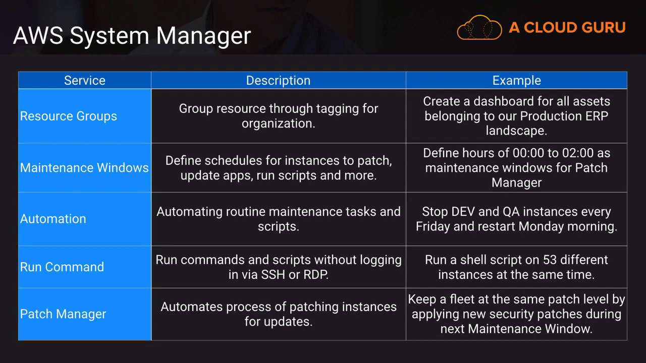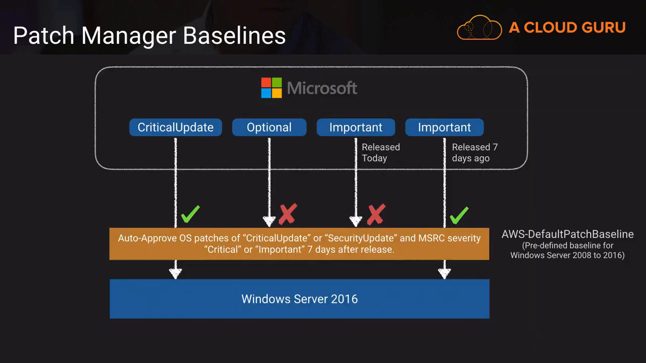And then we have Patch Manager, and Patch Manager just automates the application of certain patches. And the use case here is we wanted to keep a fleet at the same patch level, and we only want to apply those patches during a maintenance window. Patch Manager uses something called baselines to manage which patches are auto-approved for being applied. And AWS provides predefined baselines for various supported OSs, but you can also create your own custom baseline.